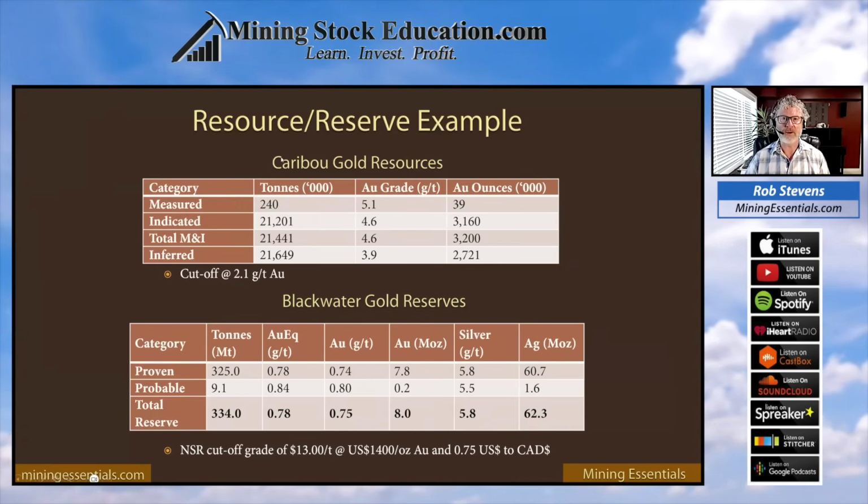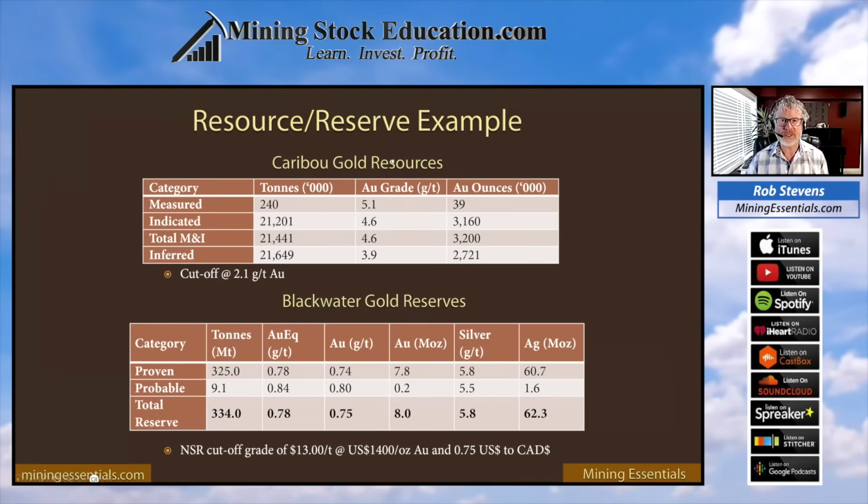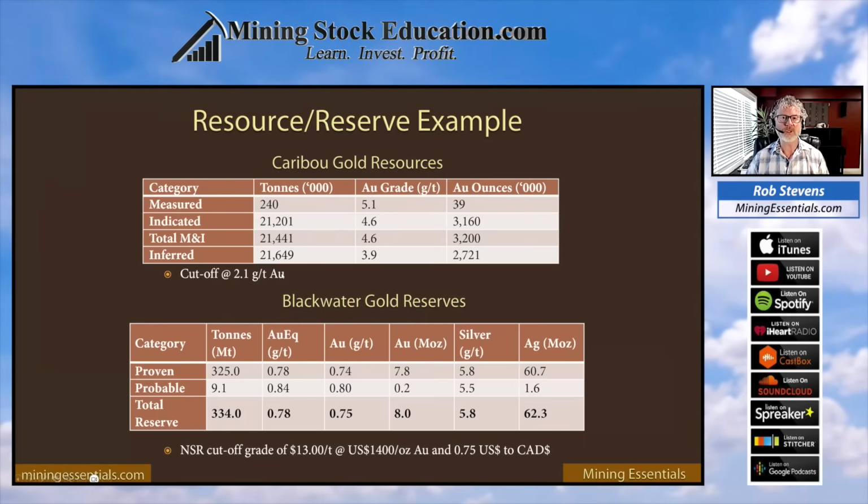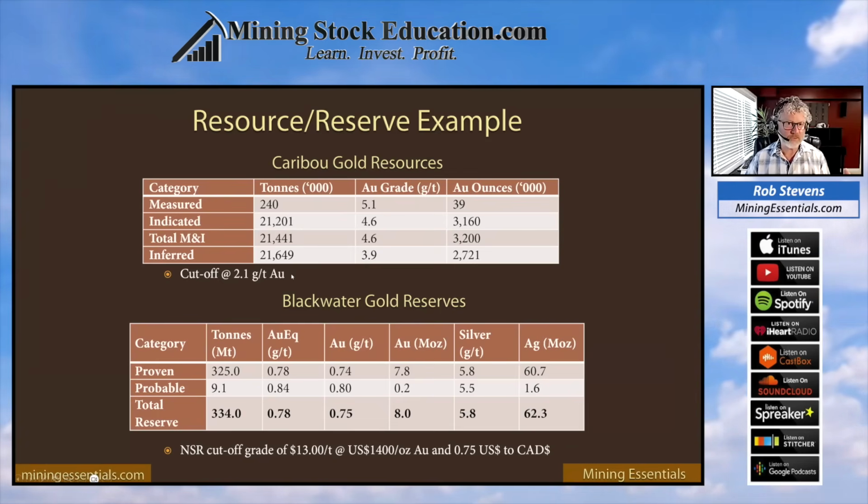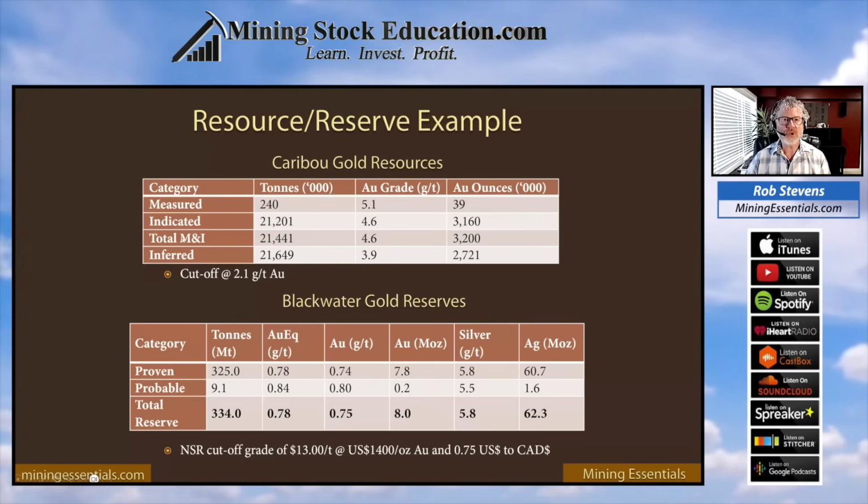So just to get started on looking at some of these tables, for the Caribou Gold deposit, we're looking at the resource estimate here. And you can see at the bottom, we've got a cutoff grade of 2.1 grams per ton gold. So in this case, they've determined that any rock with less than 2.1 grams per ton gold is below cutoff and would therefore be waste, and above that would be ore. And we'll just look at the total measured and indicated in the resource. So we're looking at about 21 million tons at about 4.6 grams per ton gold. And that gives a total of around 3.2 million ounces of gold.